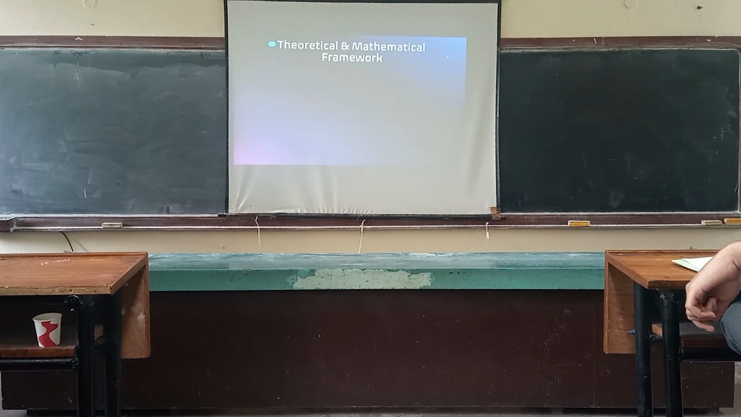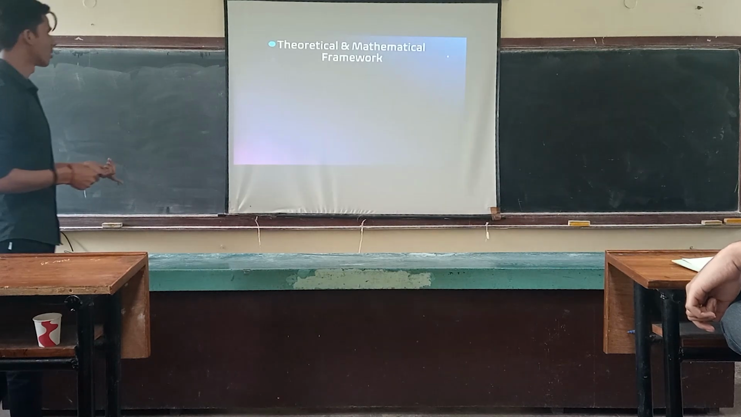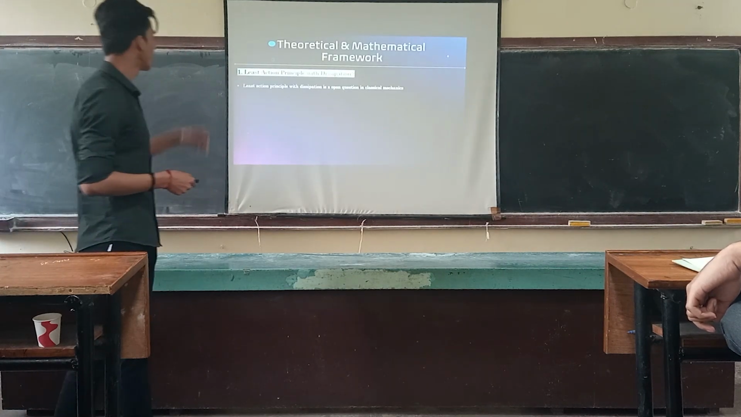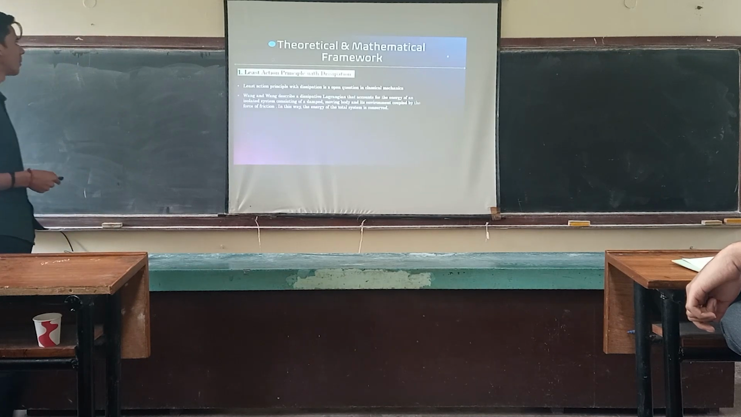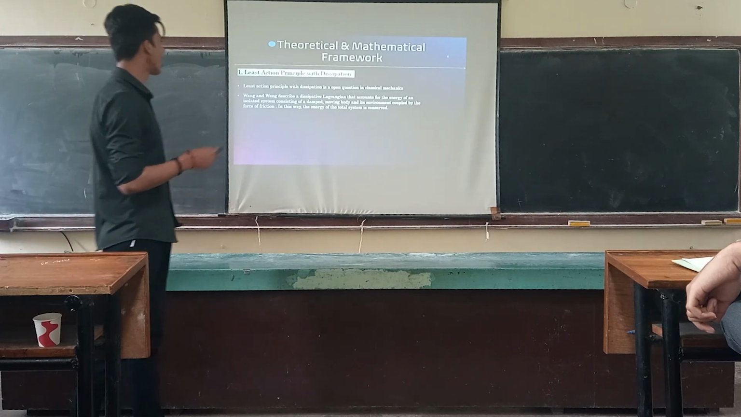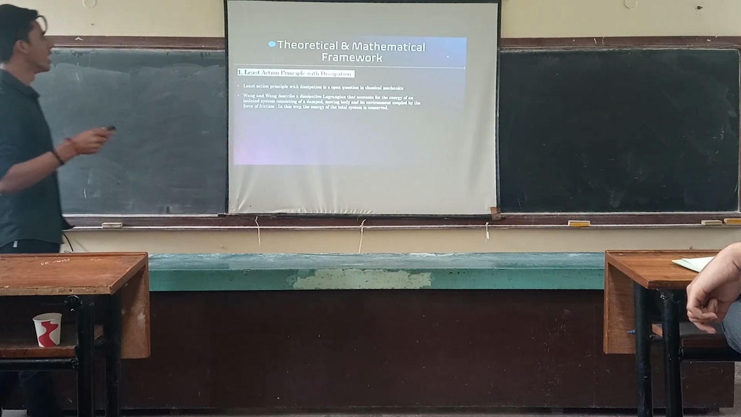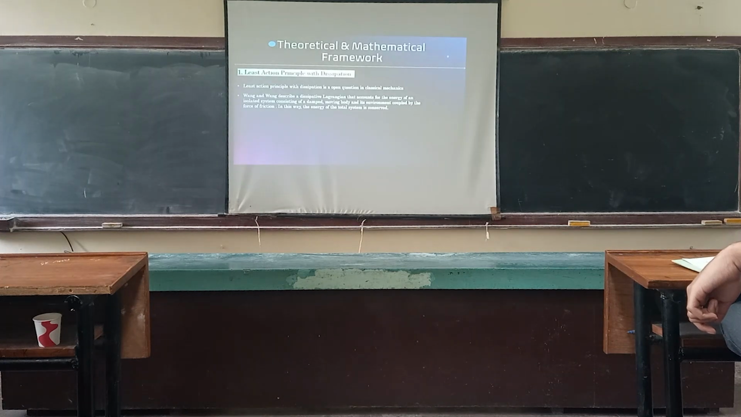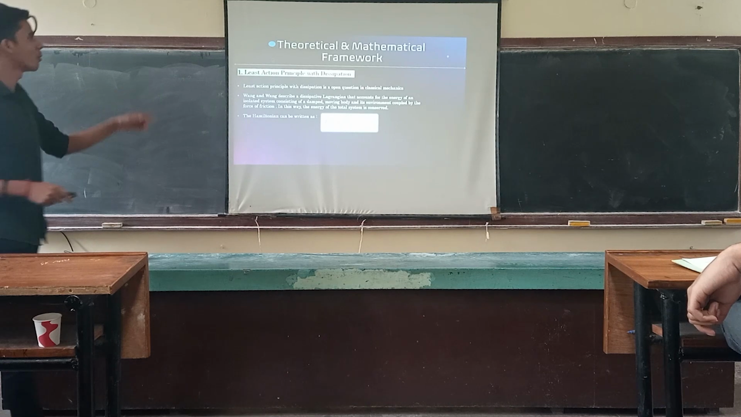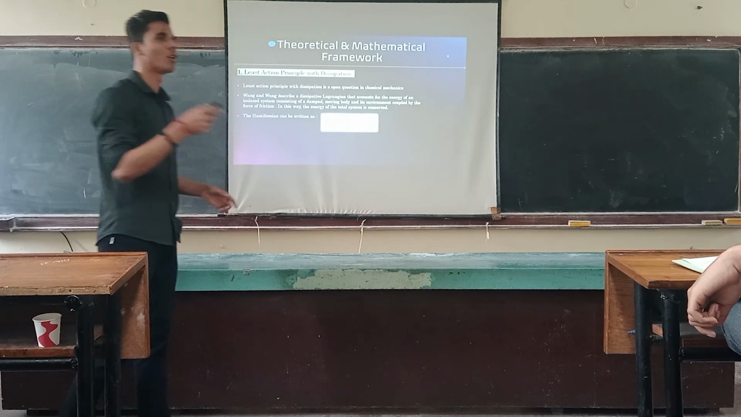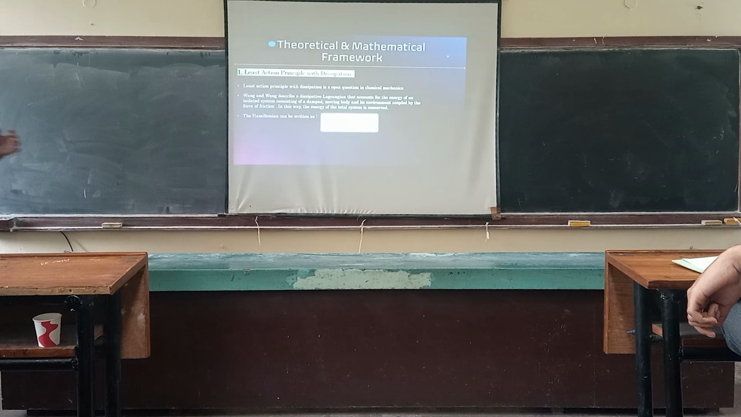Now, the theoretical and mathematical framework that I was using in my work: the least action principle with dissipation is an open question in classical mechanics. He described a dissipating Lagrangian that accounts for the energy dissipated by a damped body moving in its environment, coupled by the friction force. In this way, the energy of the total system is conserved. This is the basic idea he has taken, that a total system should have constant energy. The Hamiltonian can be written as K1 plus V1 plus ED. Here K1 is the kinetic energy of the body, V1 is the potential of the body, and ED is the amount of energy transferred from the body to the environment.